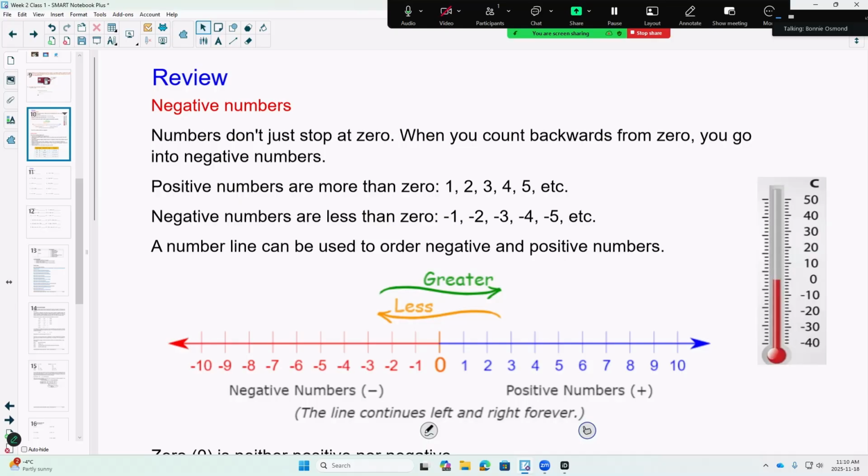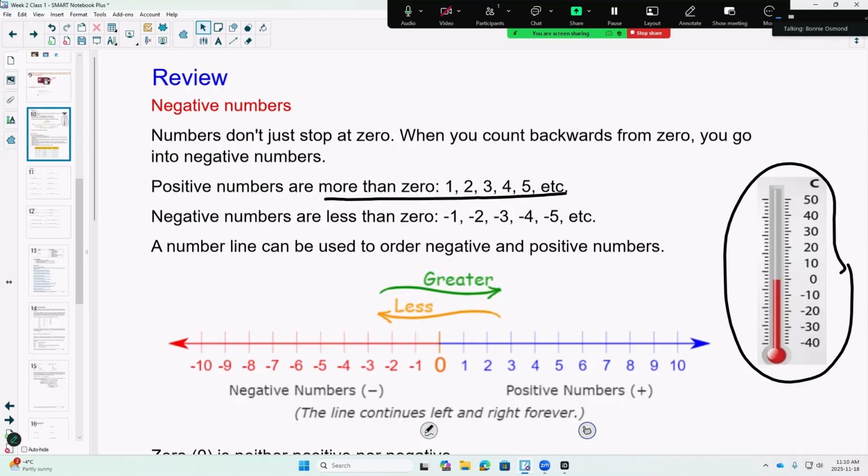Numbers don't stop at 0. They go below 0. So when you count backwards from 0, you're going into the negative numbers. When you think of negative numbers, you can either think of a number line or a thermometer. We all know that in the winter, our temperatures can go below 0, so when they go below 0, they go into the negatives. Positive numbers are more than 0, so 1, 2, 3, 4, 5, etc. Negative numbers are less than 0: negative 1, negative 2, negative 3, negative 4, negative 5.